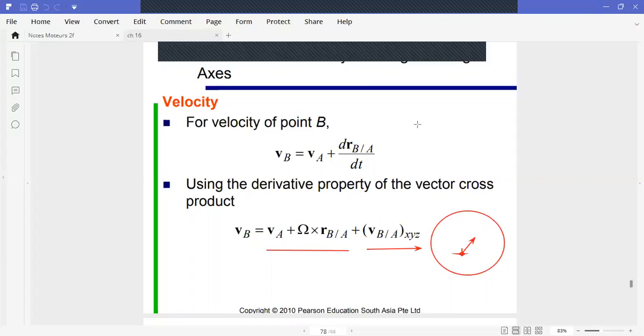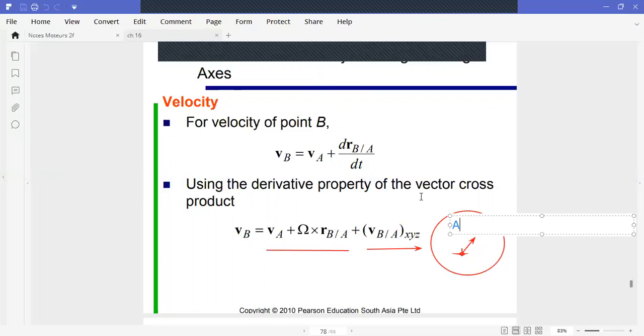Now, for acceleration, it's the same concept. I derive this relation, okay? If I derive this relation with respect to time, I can obtain the absolute acceleration of B with respect to a fixed frame, where B represents the occupant, okay? B is the occupant, and A is a fixed point to the rigid body, okay? A is any point on the rigid body.